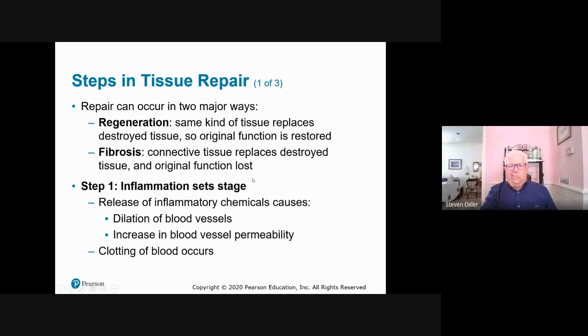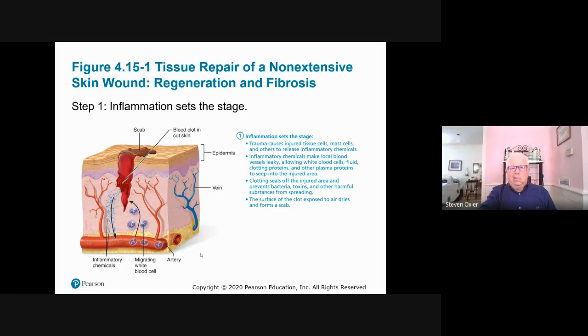The first step of repair is inflammation. Inflammation is the release of chemicals that causes the vessels that are cut to dilate, giving you increased blood supply. Then you get clotting. So here it is. Here's the cut. All right? Inflammation sets the stage.